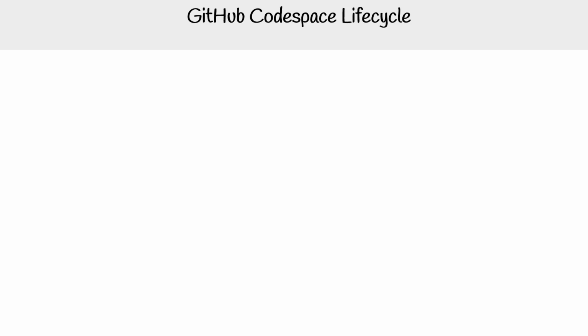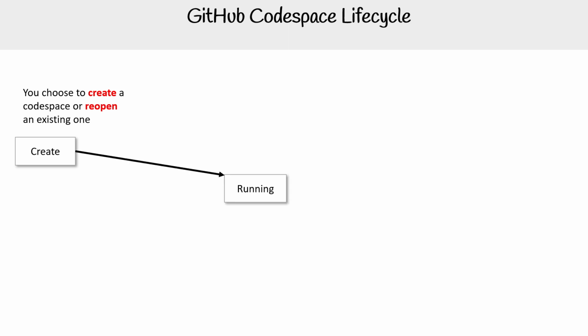Let's take a look at the GitHub Codespaces Lifecycle. There was no diagram, so I'm the first one to make one, if that's even that exciting. But usually the first thing that's going to happen is you want to create your codespace. And technically reopening is kind of similar, so we could say create or reopen. And from there, we want to get our codespace running.